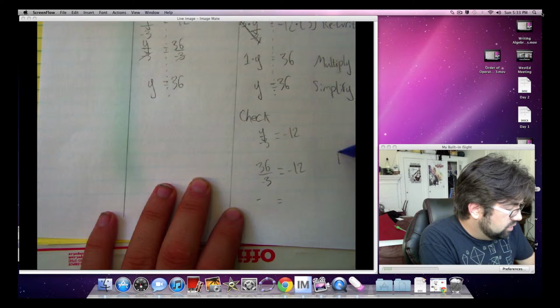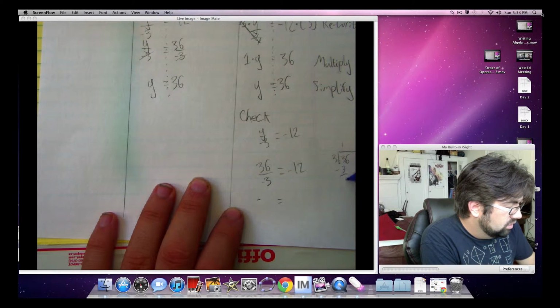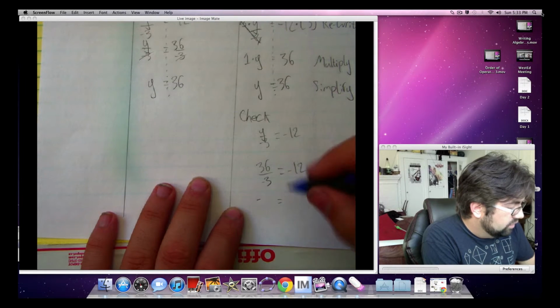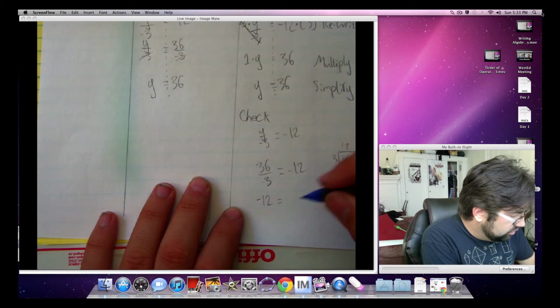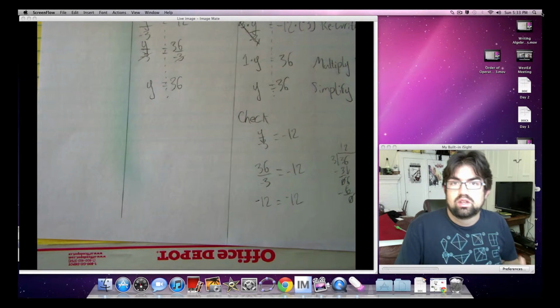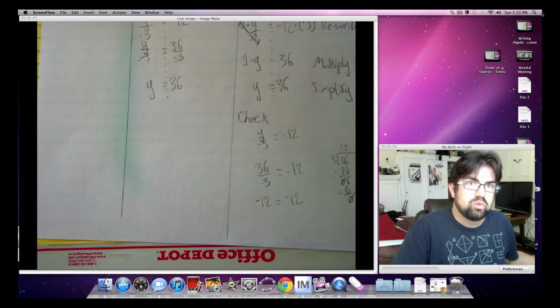And if you even want to do this, you can. 3 goes into 3 one time. Bring down a 6. 3 goes into 6 twice. And hey, look, there we go. So this is equal to negative 12. Negative 12. Does negative 12 equal negative 12?